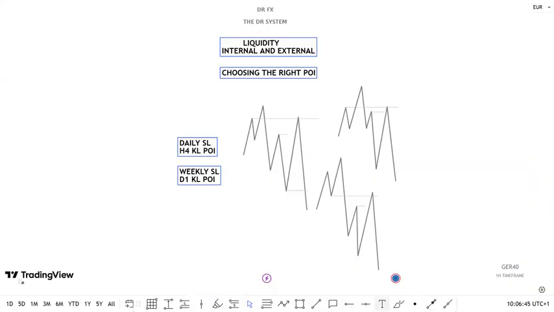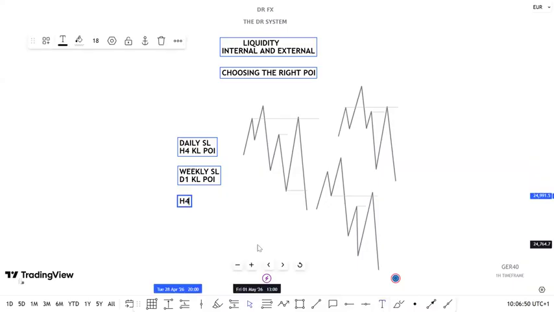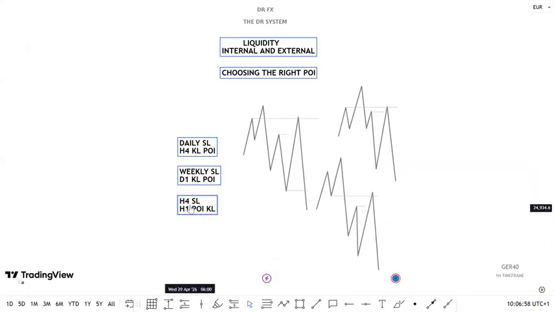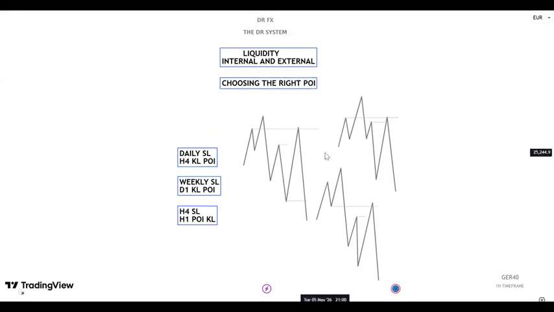If you are someone that trades lower time frame, for example, let's say H4 storyline, then you're going to have your H1 POI. That's what you want to see, right? But even if you're using a 15-minute break, what I mean is if you are choosing the correct POI, liquidity is going to be there if you are doing it correctly. That's just what I mean.